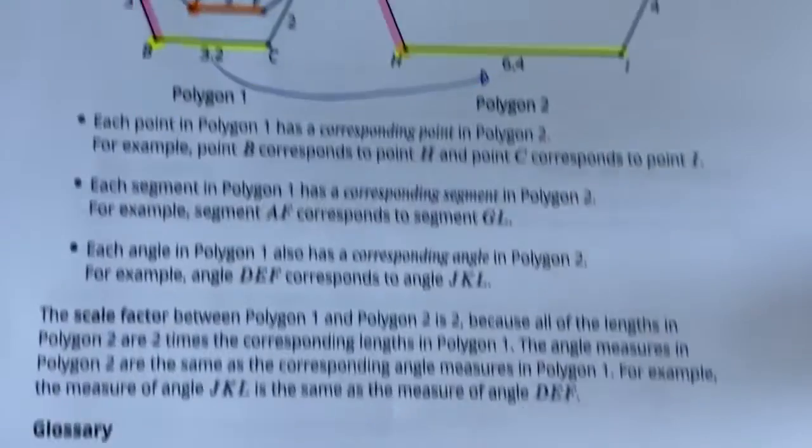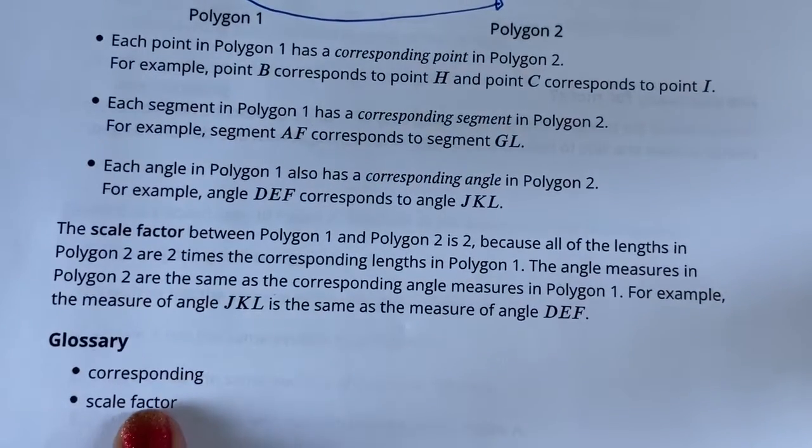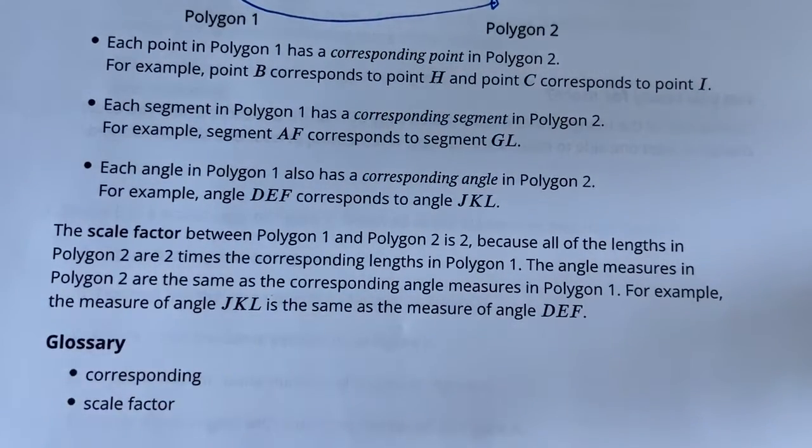So the big things you're getting out of here are corresponding sides and angles. Corresponding angles have to be congruent. Corresponding sides are in the same position on the other shape. And in order for them to have a scale factor, if they have a scale factor, then they're similar figures.